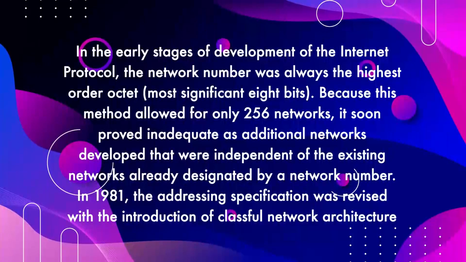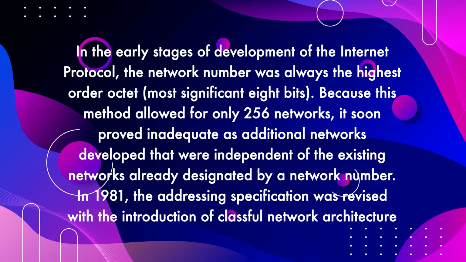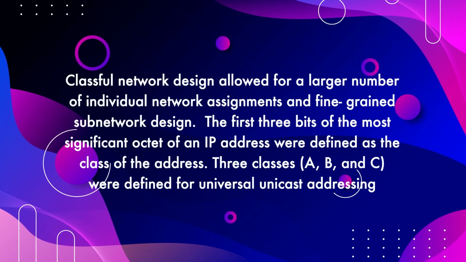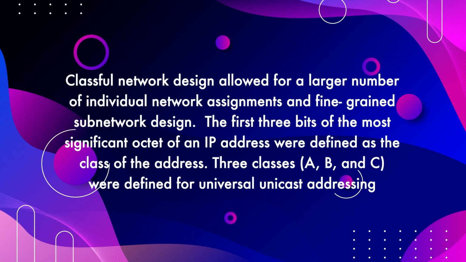In the early stages of the development of the Internet protocol, the network number was always the highest order octet, the most significant 8 bits. Because this method allowed for only 256 networks, it soon proved inadequate as additional networks developed that were independent of the existing networks already designated by a network number. In 1981, the addressing specification was revised with the introduction of classful network architecture. Classful network design allowed for a larger number of individual network assignments and fine-grained subnetwork design.